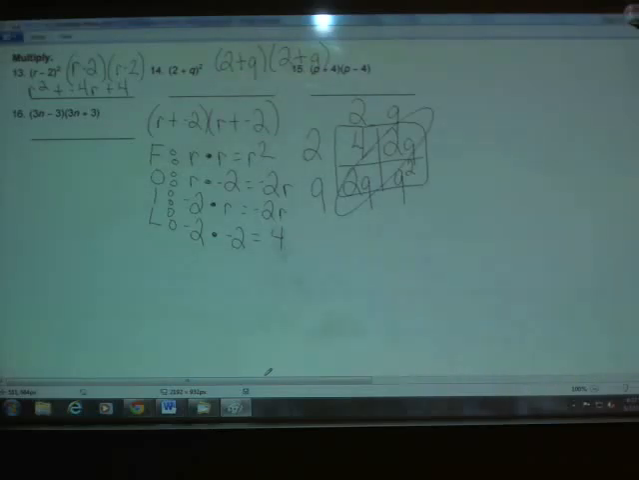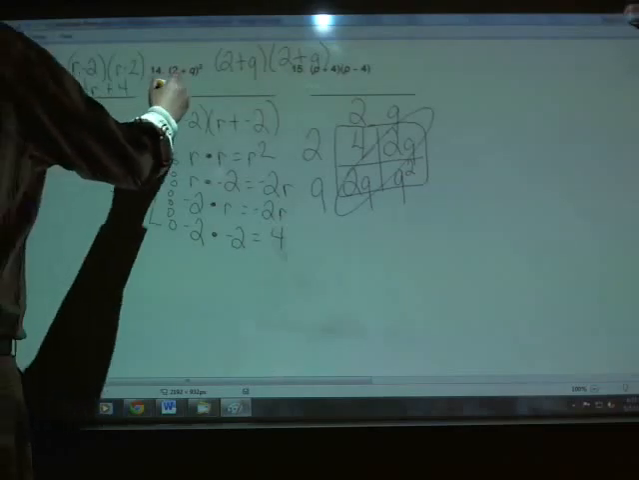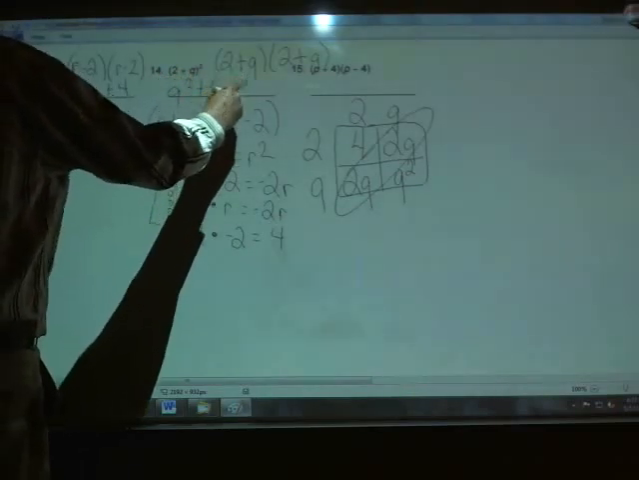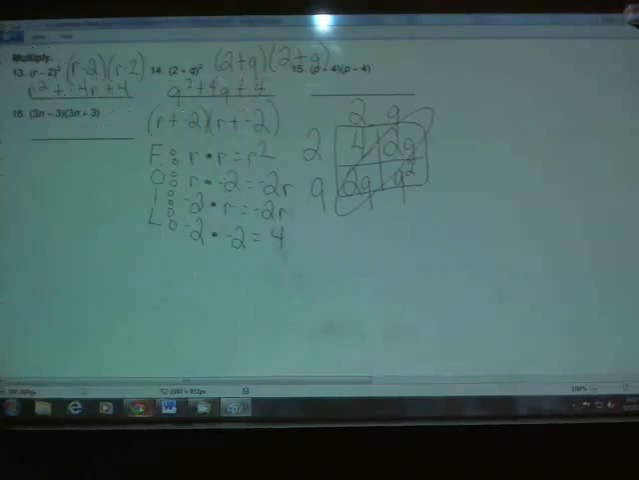2q and 2q goes together to make 4q's. So 4q is going to be part of my answer here. So final answer is going to be q squared plus 4q plus 4.